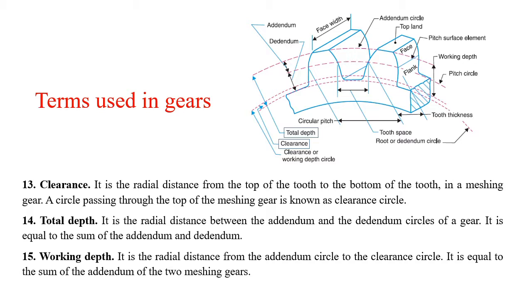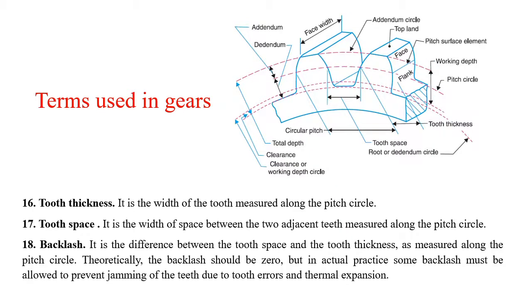Next, working depth. It is the radial distance from the addendum circle to the clearance circle. Working depth is the total distance between the addendum circle to the clearance circle. If you subtract the clearance from addendum plus dedendum, it will give you the working depth. It is equal to the sum of addendum of the two meshing gears. Working depth.